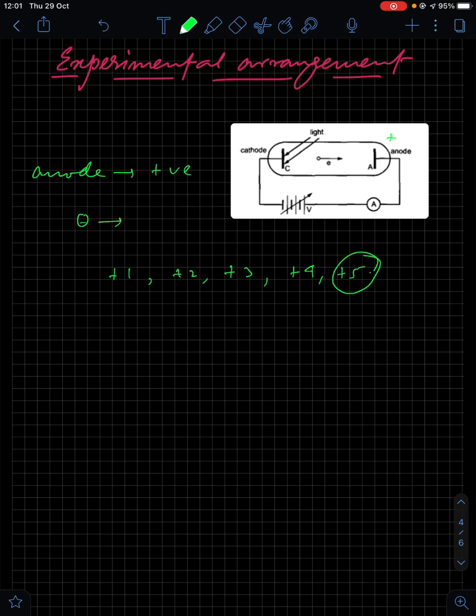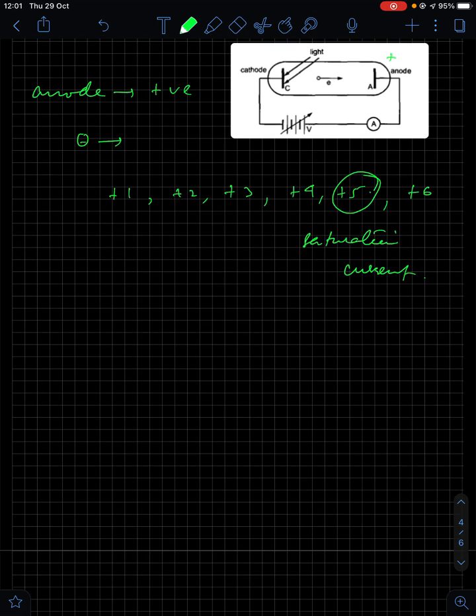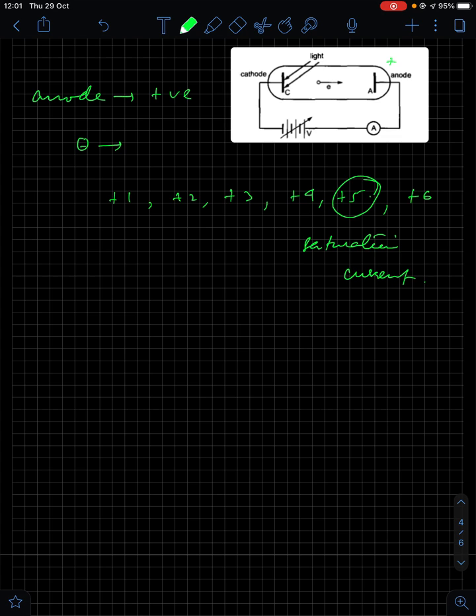Now when you increase the potential of the anode plate to say plus 6 volt, you don't see any increase in the current measured by the emitter. So what you say is that the current that was obtained at plus 5 volt is the saturation current. That is the maximum value of current which can be obtained under that particular intensity of light.